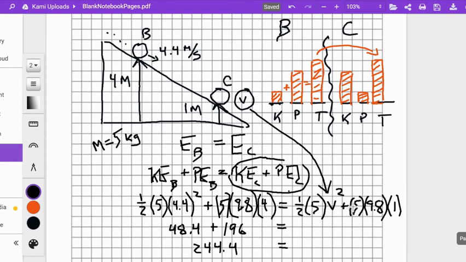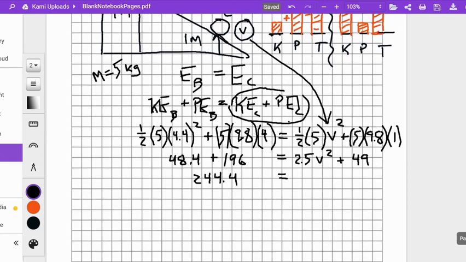All right, so now on my calculator, I'm going to work this out. So 1/2 times 5, that's 2.5 v squared. And then 5 times 9.8 times 1 is going to be 49. Okay. So that's what I got. Now I'm going to just copy that down again because now I just have to solve it. But I've got to be careful about my steps, right? All right, so that's my equation.